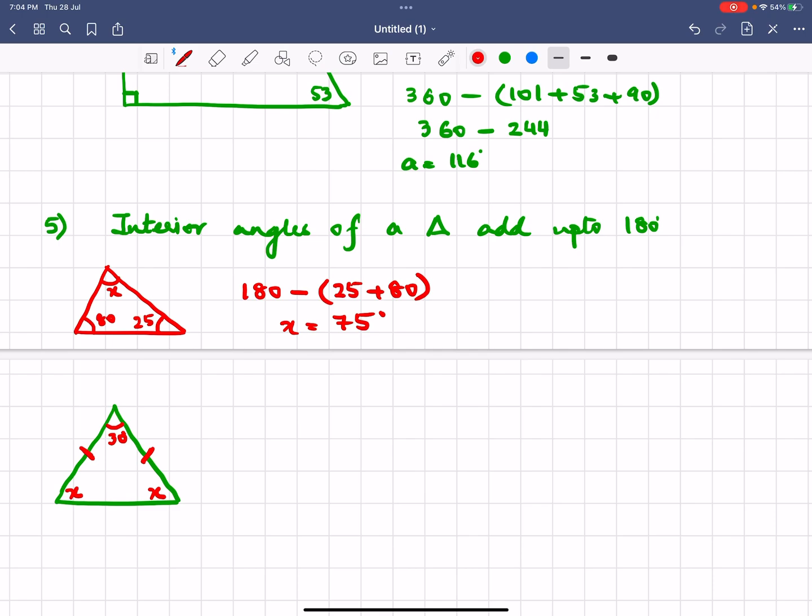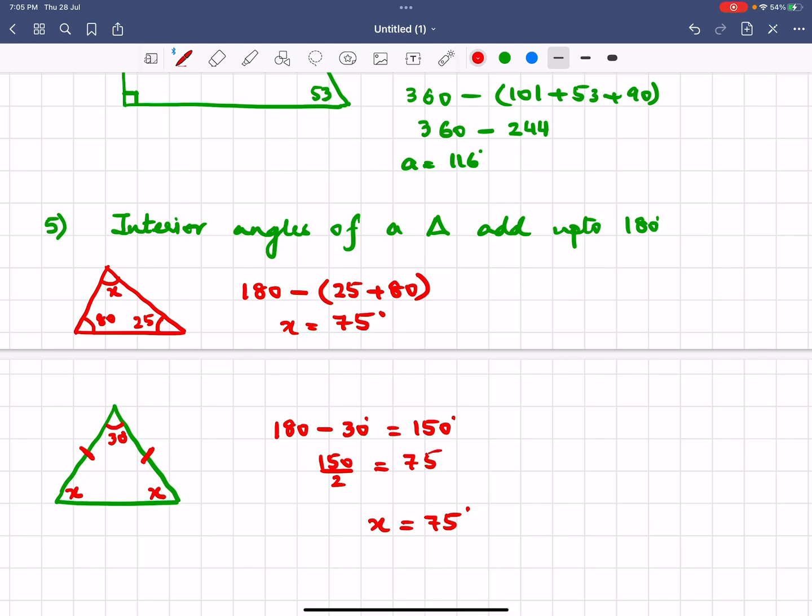We know that all the angles of a triangle add up to 180 degrees. So 180 minus 30 degrees will give us 150 degrees. So the sum of this angle X and this angle X is 150 degrees. Therefore, if we divide 150 by 2, which is 75, that is the measure of angle X. X is equal to 75 degrees.